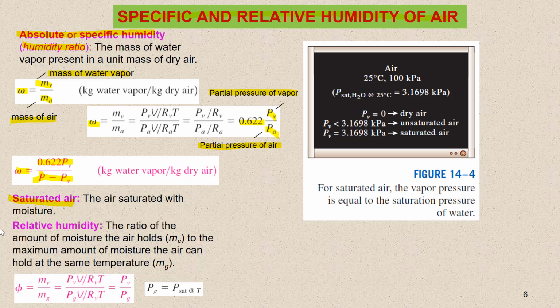The amount of moisture in the air has a definite effect on how comfortable we feel in an environment. However, the comfort level depends more on the amount of moisture the air holds, which is m sub v, relative to the maximum amount of moisture the air can hold at the same temperature, m sub g. The ratio of these two quantities is called the relative humidity and is given by the symbol phi. And using PV = RT relations, you can also find phi by using P sub V divided by P sub g, where P sub g is the saturation pressure at that given temperature.